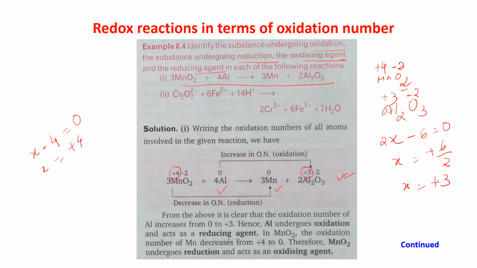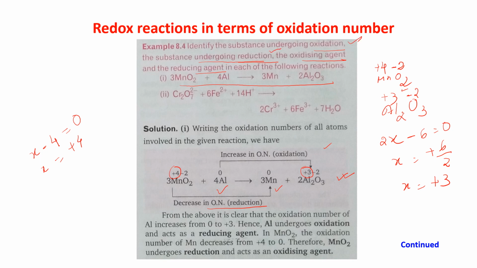Okay. Now you see that manganese goes from +4 to 0. That means there is a change in the oxidation number. So +4 to 0 means decrease in oxidation number, so it is undergoing reduction. So the first question, the substance undergoing reduction, you have got it. Next, you see aluminium goes from 0 to +3. That means increase in oxidation number, so aluminium is undergoing oxidation. So this part and this part you have got.